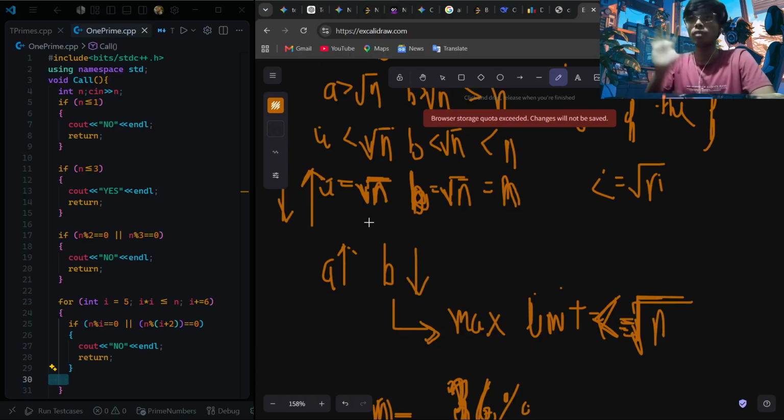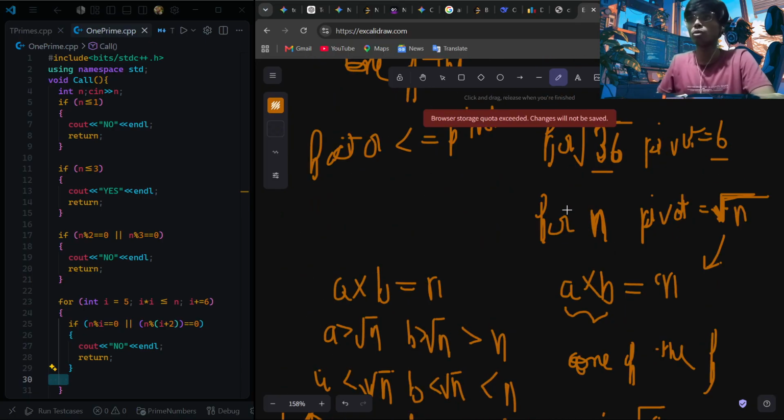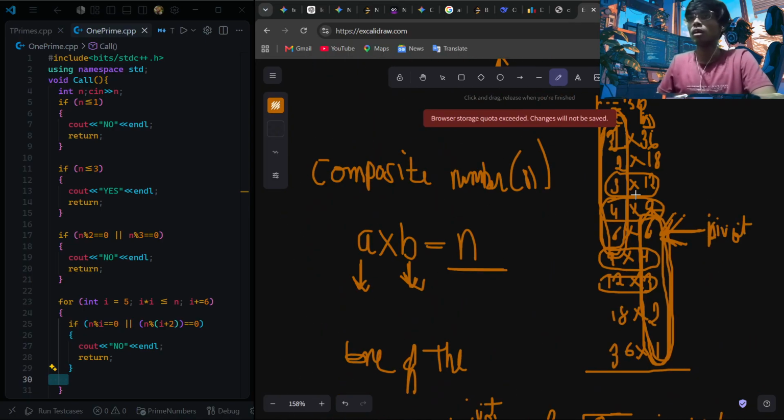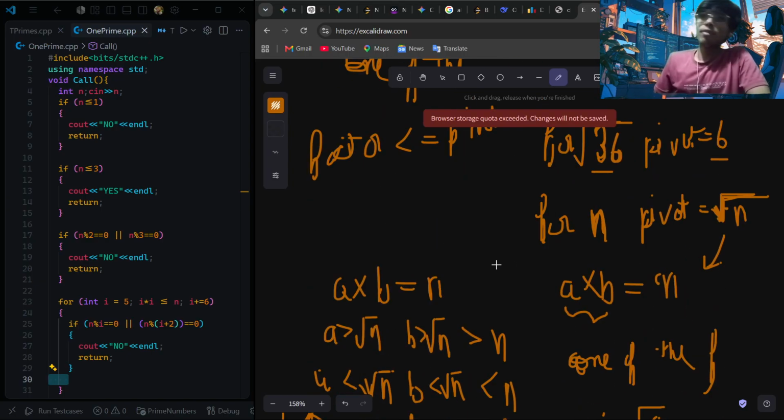So one thing I understand here, and we are also observing it, is that one of the factors must be less than a pivot point. And what is this pivot point? This is basically under root n, right? So if a number is given and I want to check whether it is a composite number or not, I know that there is one factor which is always less than or equal to under root n. So I will start from 2 and go till under root n.